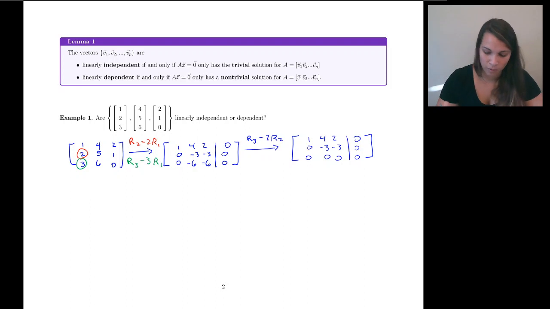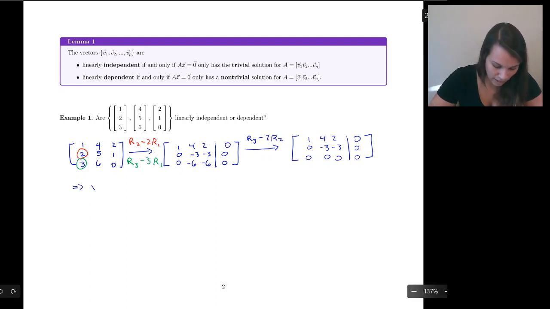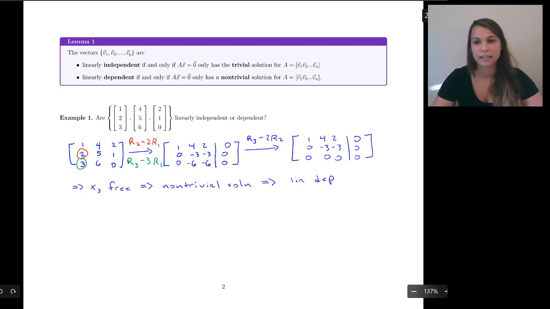So, what does this mean? We have hit row echelon form. We have a free variable. What does having a free variable mean? It means non-trivial solution. What does a non-trivial solution mean? Well, just have it up above. It means linearly dependent.